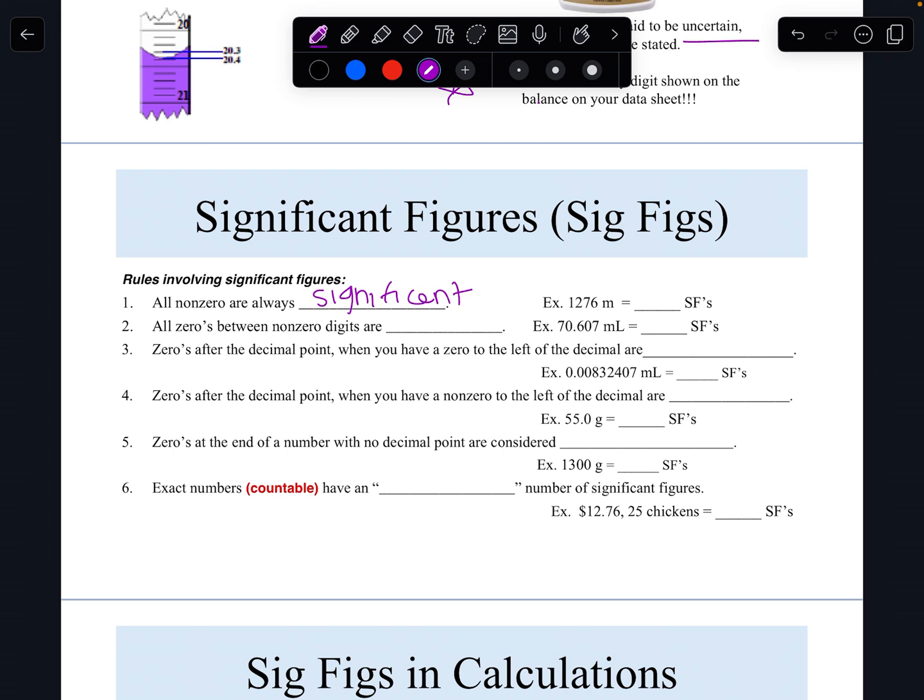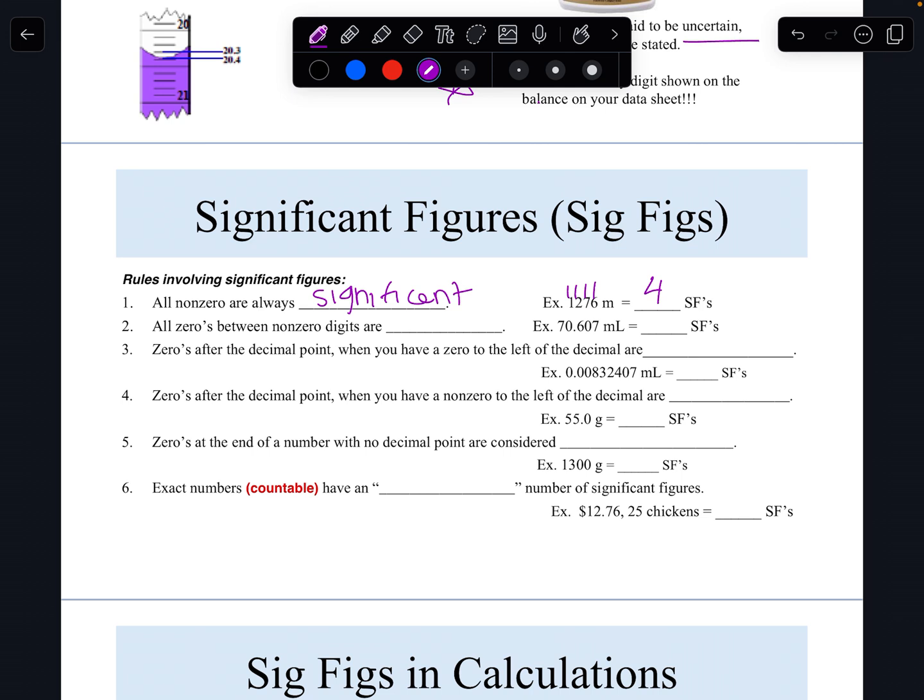Okay, so what we're going to learn how to do is count how many sig figs. So in this first example, 1,276, I always count any non-zero digit as significant, therefore there are 4 SFs or sig figs in that number.